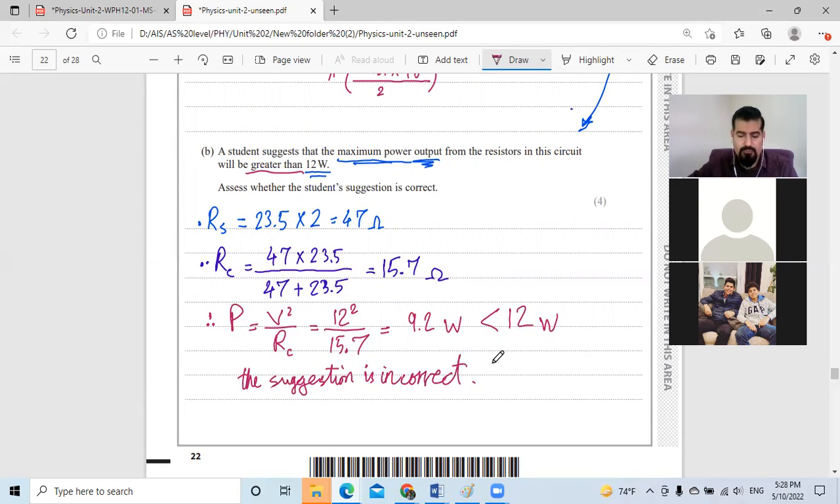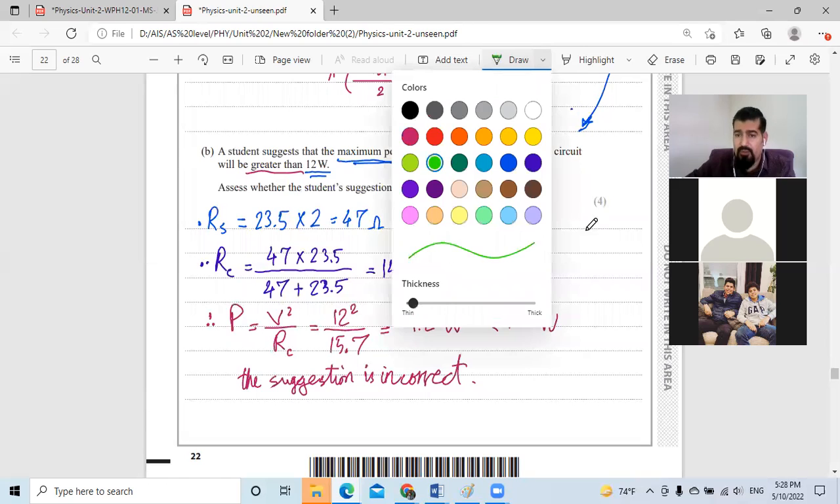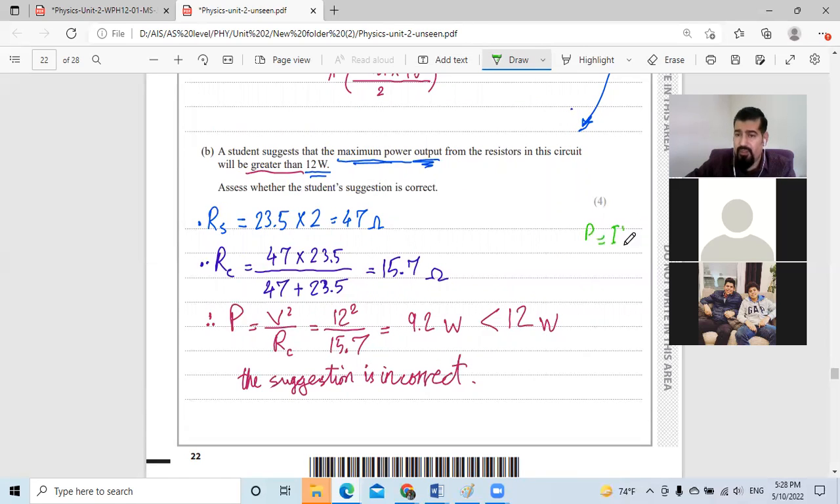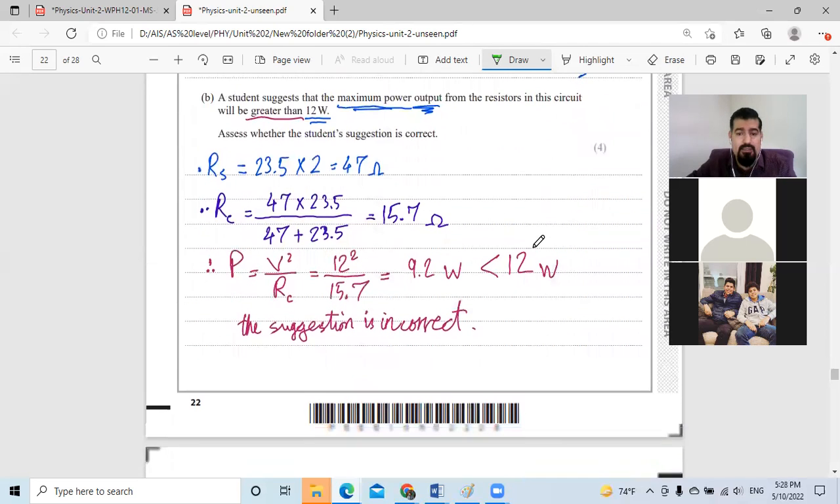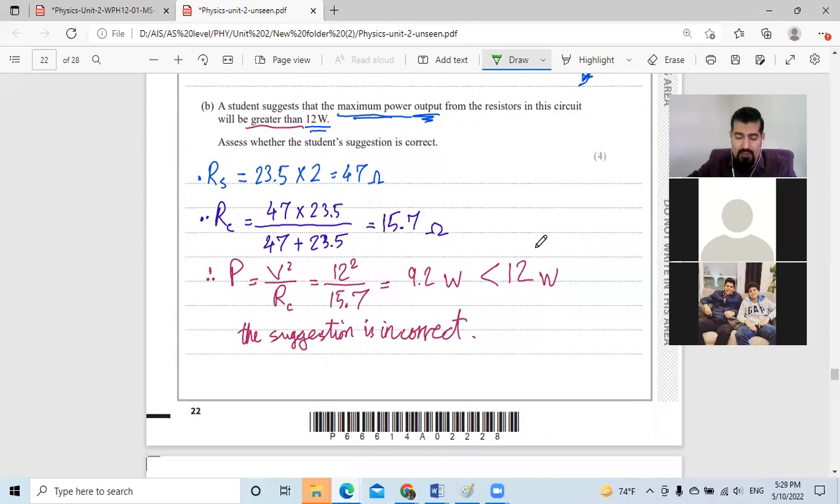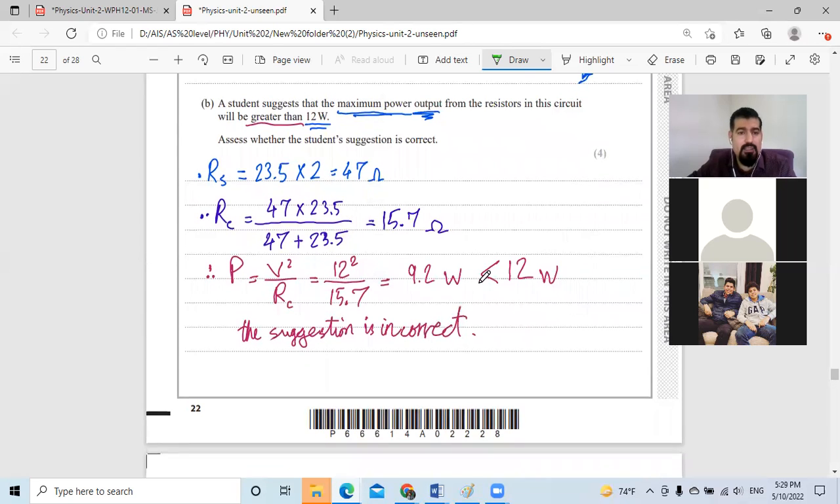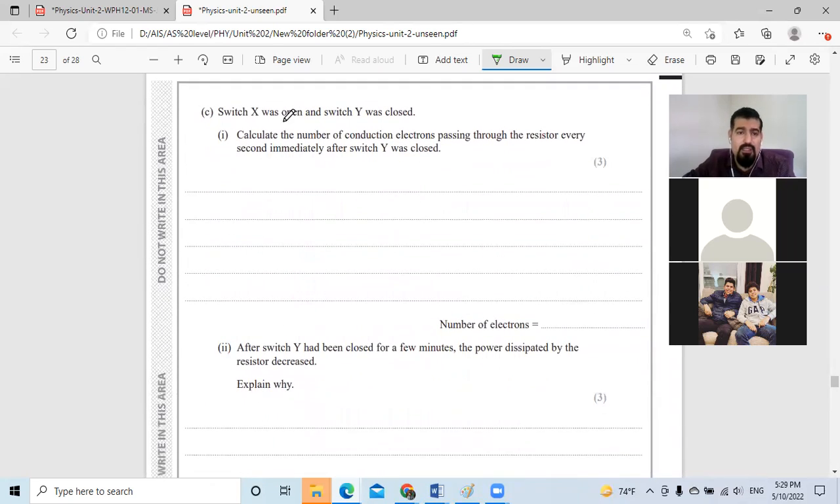Good. Yes, we can find the total current, and we can use another formula, for example, P equals IV, or you can use the formula P equals I squared R. It doesn't matter. I'm trying to find the answer directly and quickly, and I don't want to lose any time during the exam. Any question? Okay, let's move on to part C.